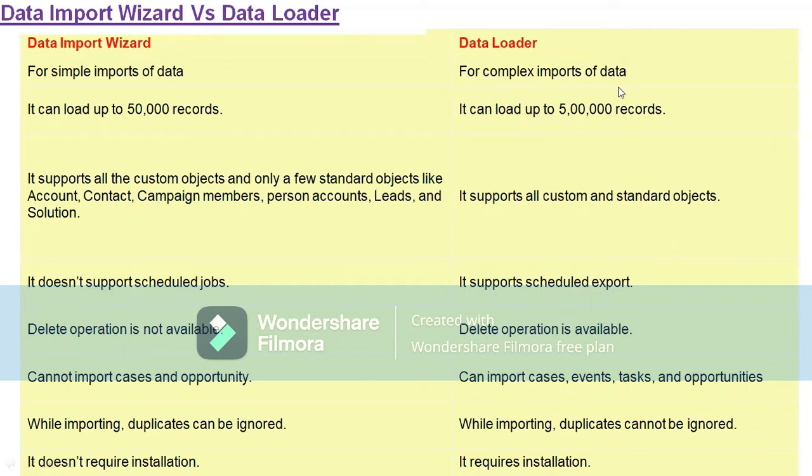But for complex imports of data, which can hold up to 5 lakh records, we need something else. Data import wizard can hold only 50,000 records. If we have that Excel or CSV within a single transaction with more than 50,000 records... yesterday we created 11 or 12 records, right? Likewise, if you want to create multiple records for a single object, you should not cross 50,000 records. It will allow only 50,000 records if you're using data import wizard.